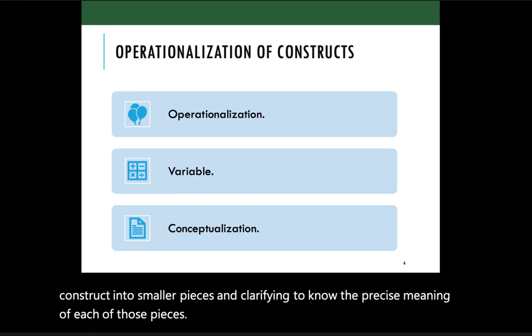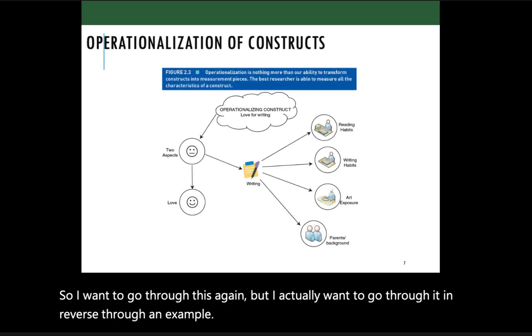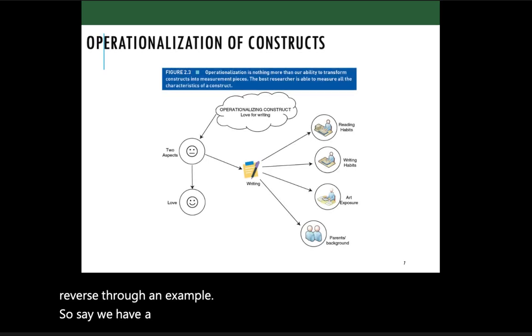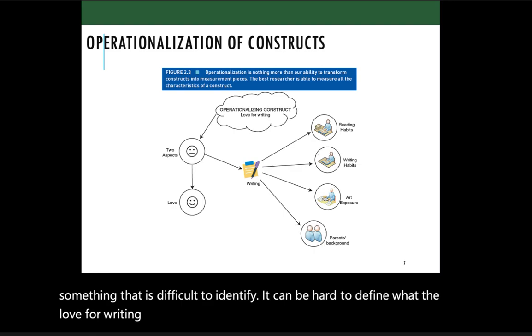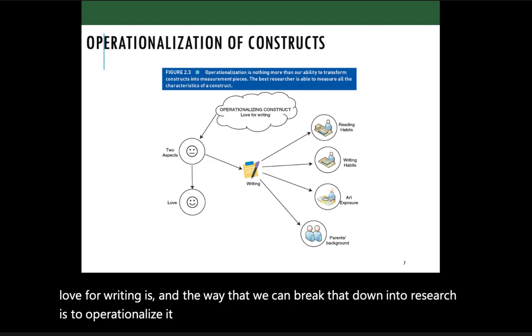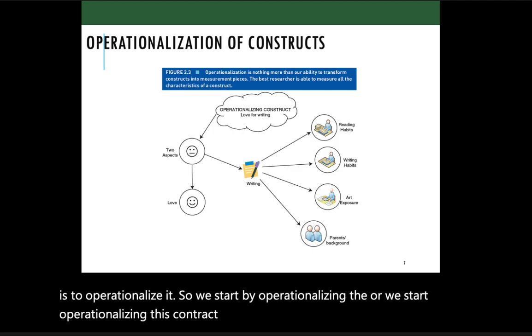So I want to go through this again, but I actually want to go through it in reverse through an example. So say we have a construct. Our construct is the love for writing. It's something that is difficult to identify. It can be hard to define what the love for writing is, and the way that we can break that down into research is to operationalize it. So we start by operationalizing this construct of love for writing by conceptualizing the different components of this.